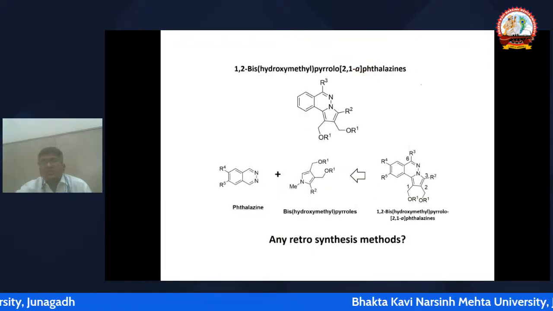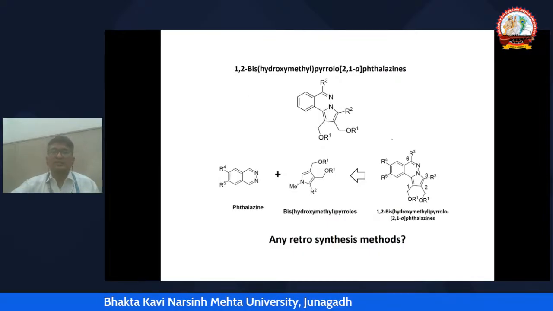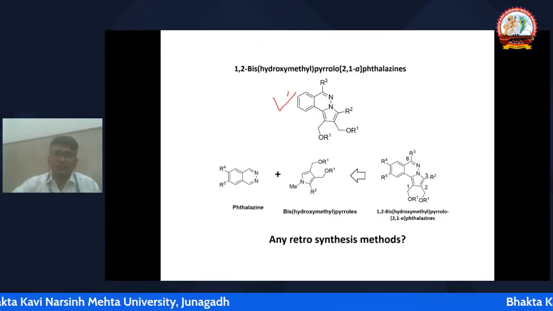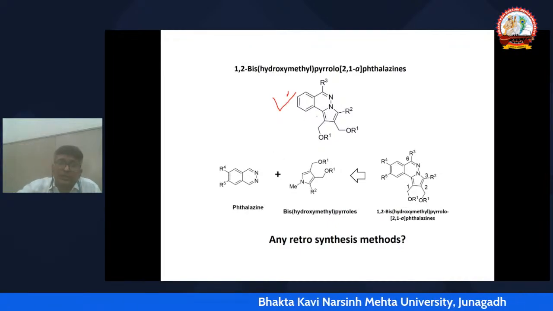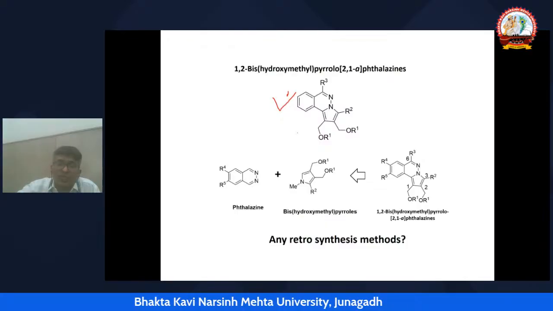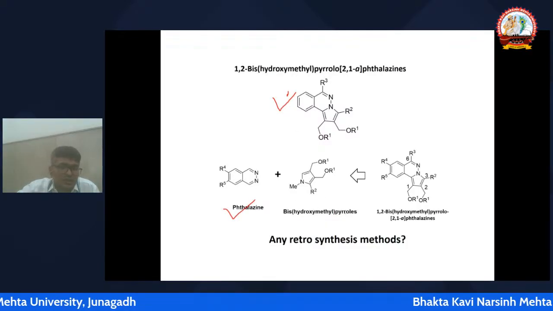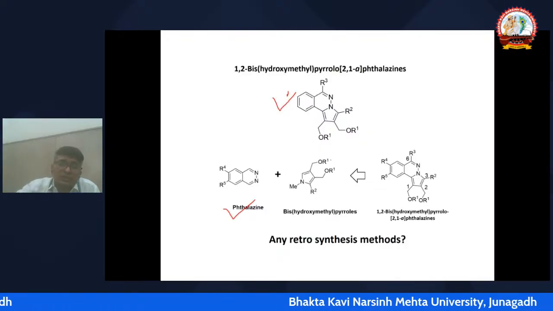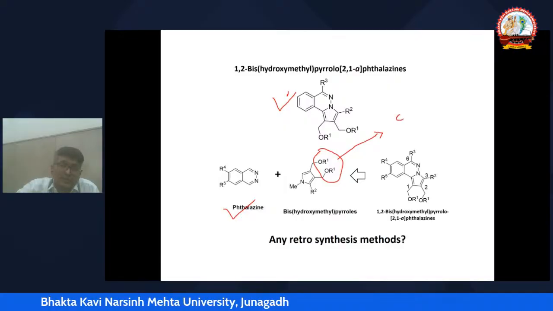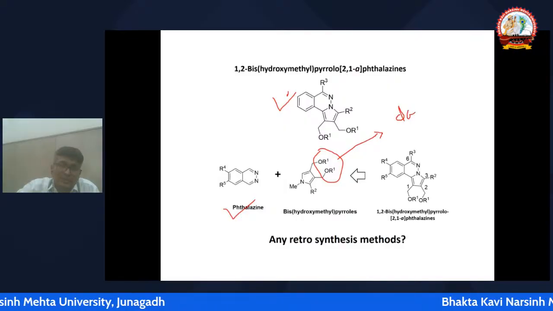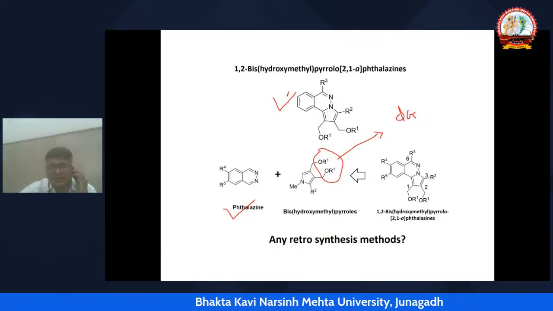So how can the pyrrolophthalazine compound be synthesized? This is our target molecule. How can its design be possible? We have broken this down into two pharmacophores. The first one is a phthalazine and the second one is a bis-hydroxymethyl pyrrole, because we know that bis-hydroxymethyl pyrrole derivatives bind with the DNA. In the previous slide, we saw that this part binds with or interacts with DNA and produces anti-cancer activity.